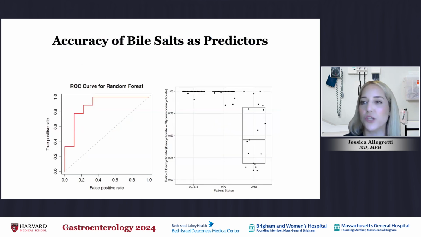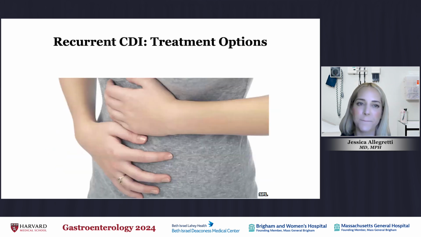We also saw that just by looking at the bile acid composition in the stool, we were able to fairly accurately predict which patient group the patient fell into just by looking at the bile acids. And so I should say we're now using this to prospectively assess bile acids as a potential biomarker to predict recurrence.